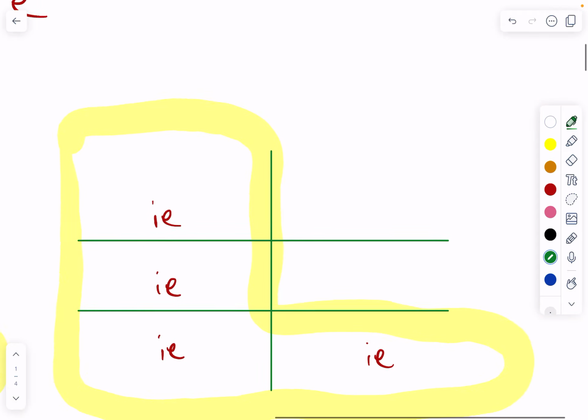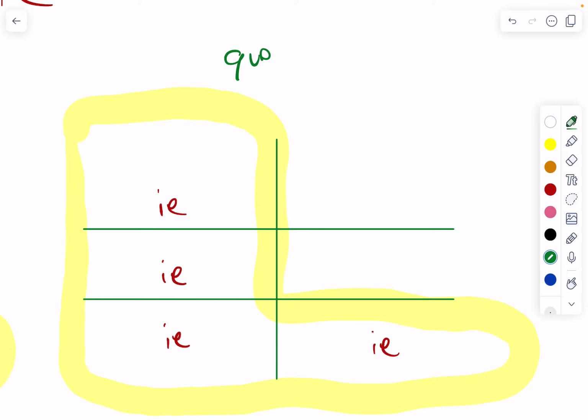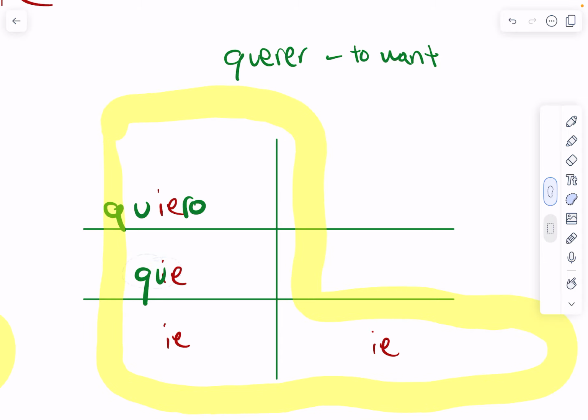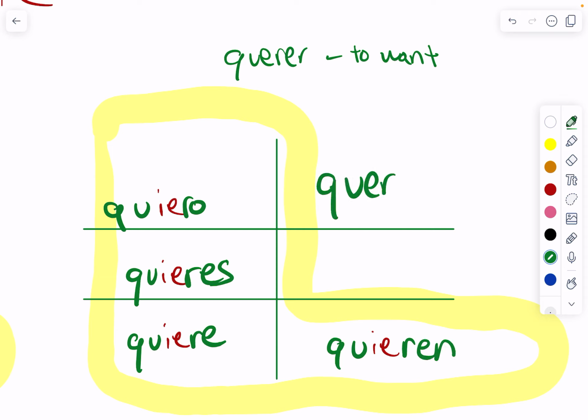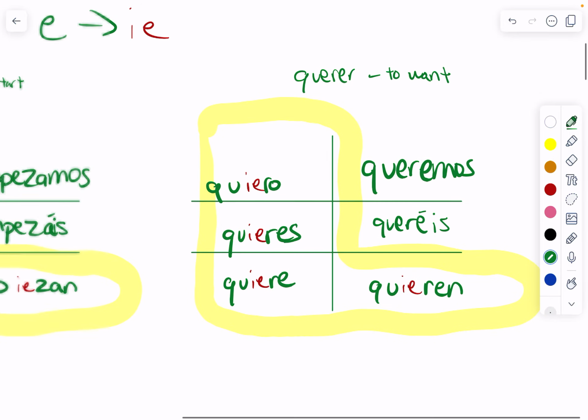Another verb that goes E to IE in the stem inside the boot is the verb querer, which means to want. Yo quiero, tú quieres, usted, él, ella quiere, ellos quieren, and then nosotros, no stem change. Queremos, vosotros queréis. So the stem change just happens inside the boot.